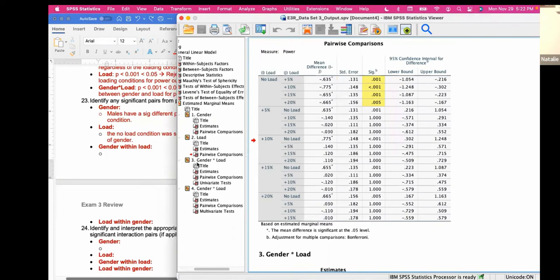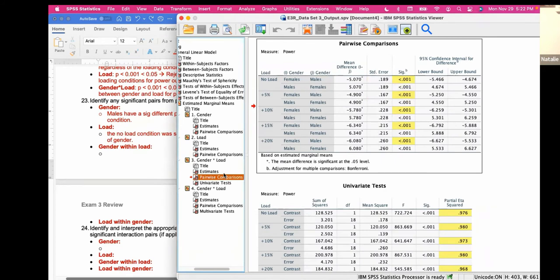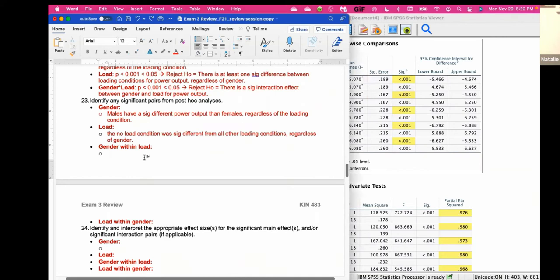Our next set of pairs would be in number 3, pairwise comparisons. So this is looking at differences between genders within each loading condition. And we can see from our p-values that all of the pairs are significant. So a way that we could write this is that males had significantly different power output compared to females for all loading conditions.